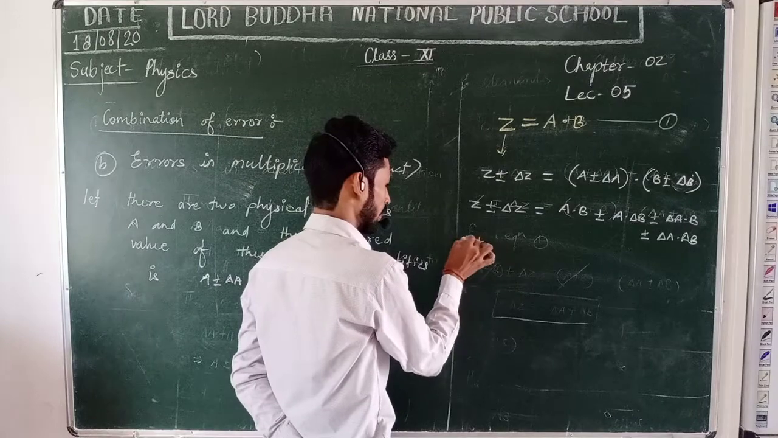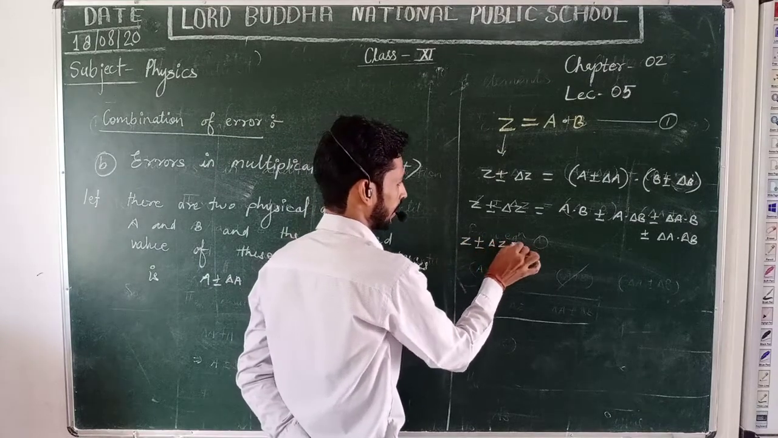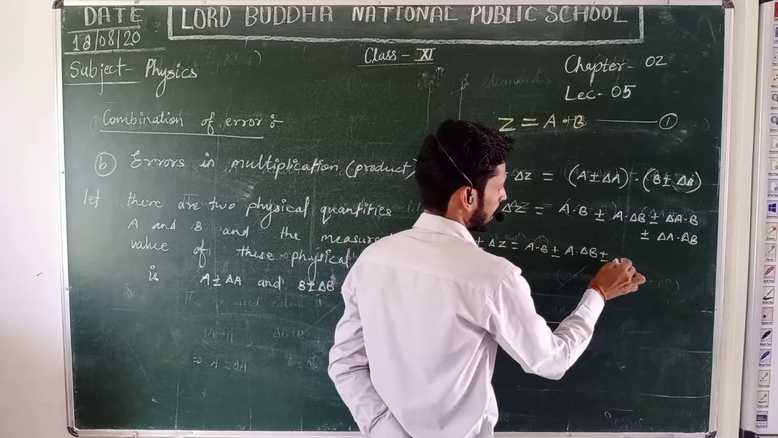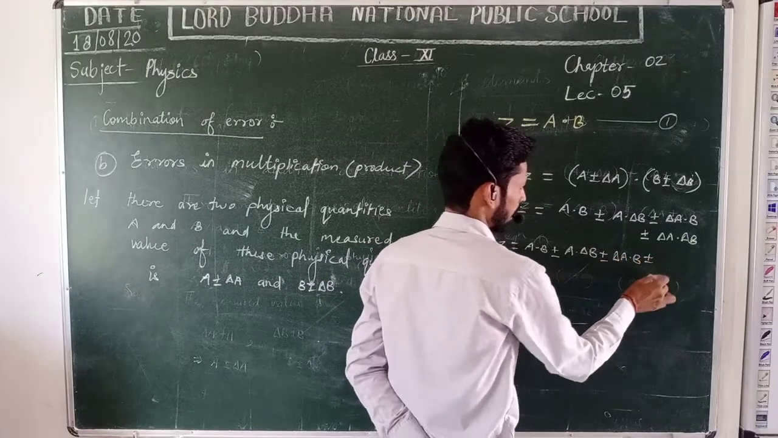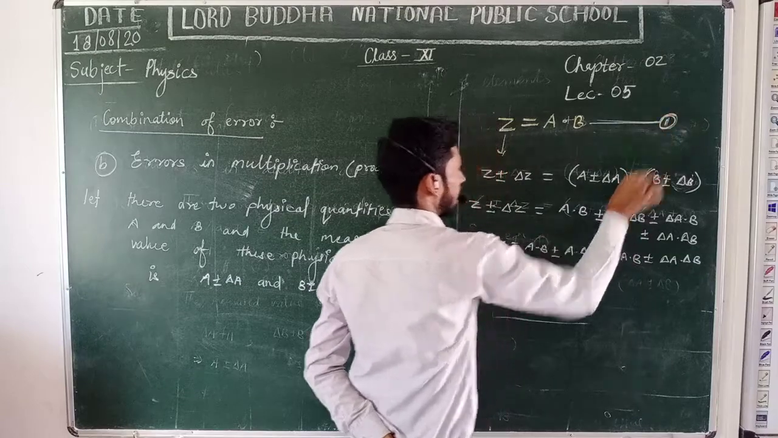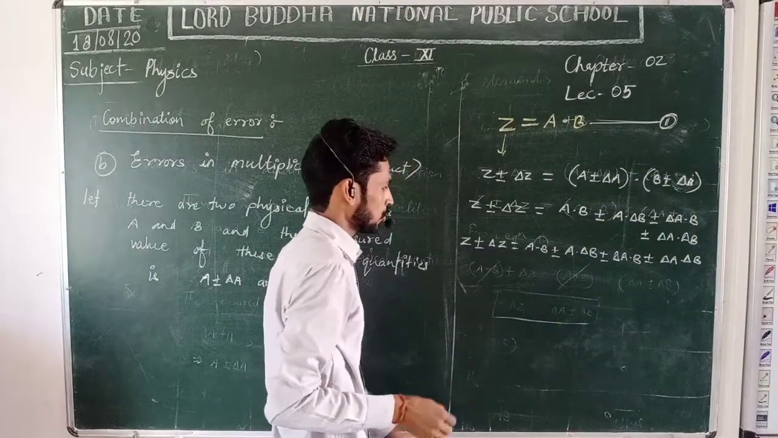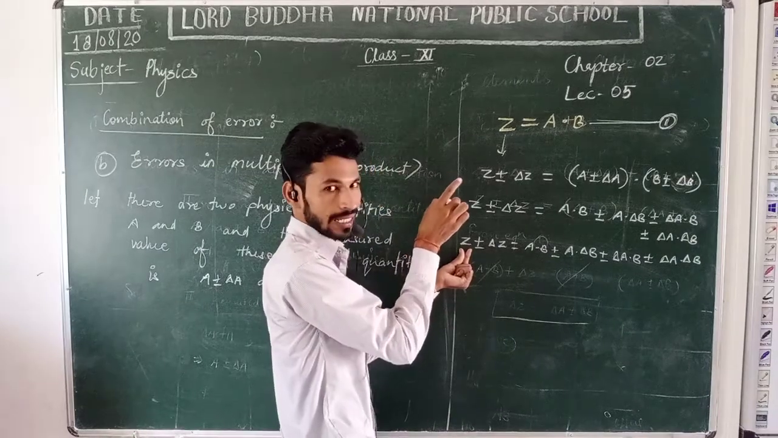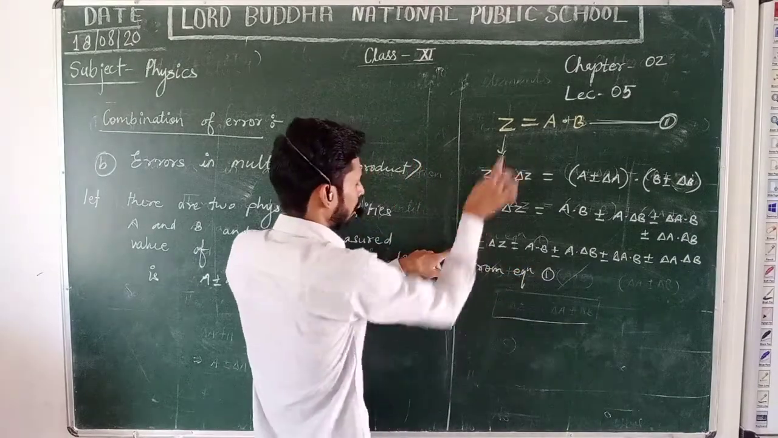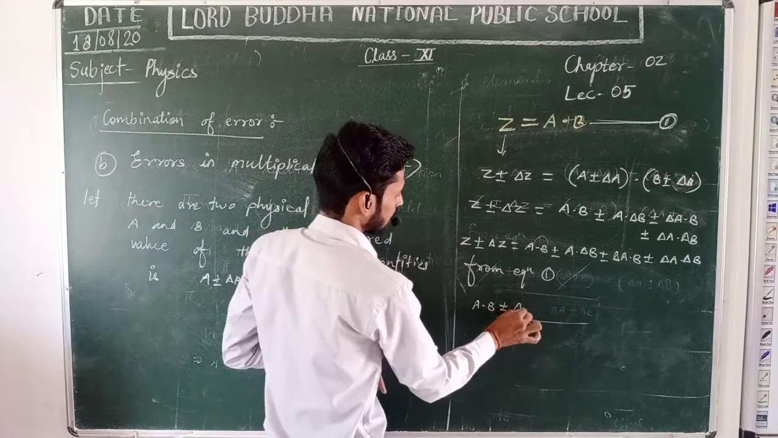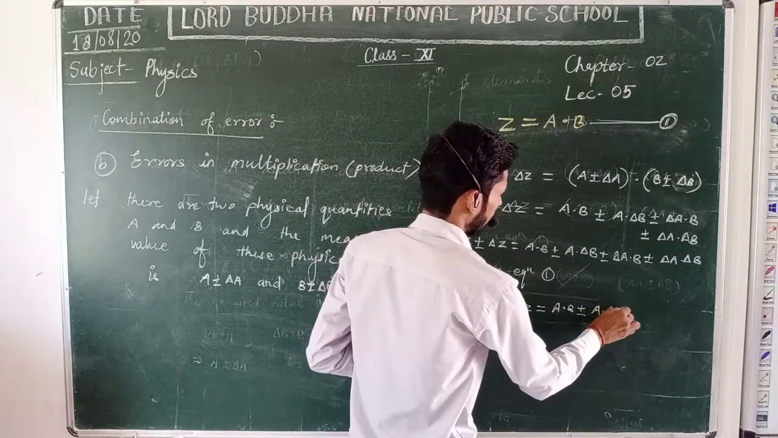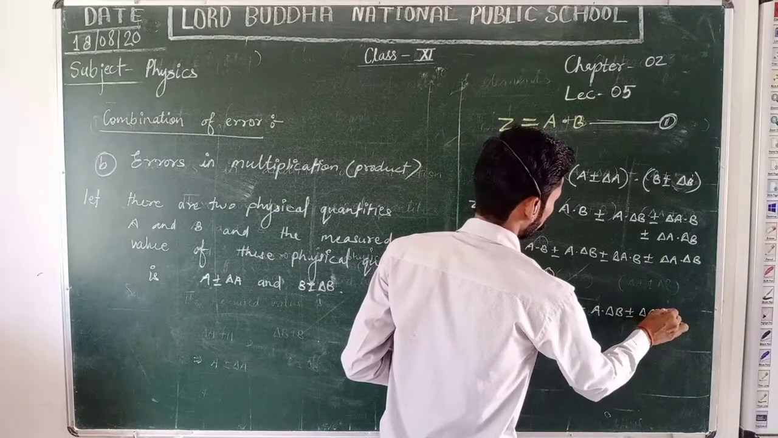So this is the equation: Z plus minus delta Z is equal to A into B plus minus A into delta B plus minus delta A into B and plus minus delta A into delta B. But from equation first, Z equals A into B. So in place of Z, we put A into B, plus minus delta Z, that is equal to A into B plus minus A into delta B and plus minus delta A into B.